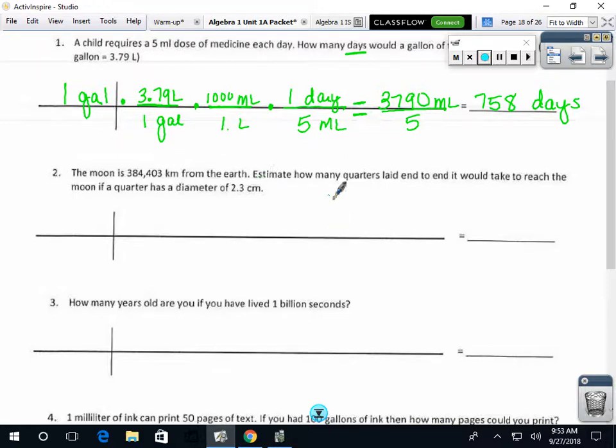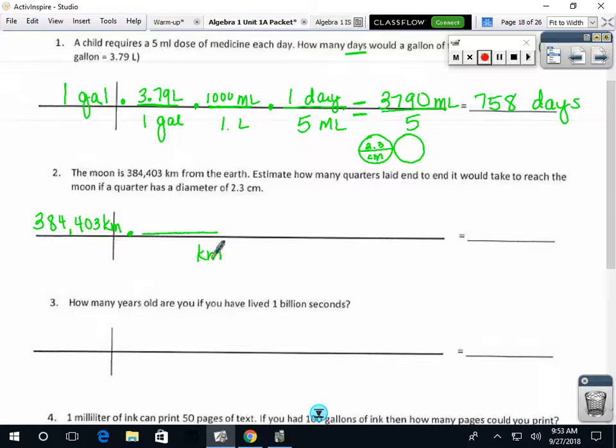Okay, so they're talking about if the quarter has a diameter, which is just the distance across it, and that's 2.3 centimeters, they want to know how many quarters it would take to go from the Earth to the moon if the distance is that many kilometers. So what do we start our conversion chain with? Right, we need to start it with the distance to the moon, and that's in kilometers. And now we're going to multiply it by a fraction where we know kilometers has to go in the bottom.